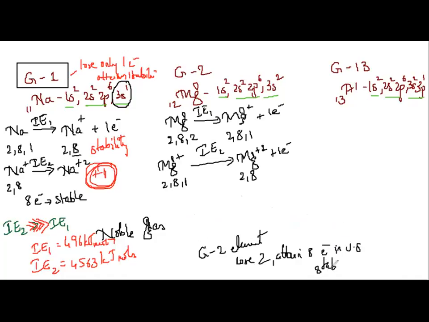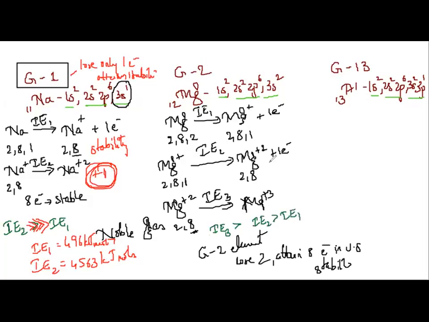That accounts for stability. So if I want to remove one more electron from the Mg plus 2 ion, which has attained octet configuration, is it easy? Is it possible? It is not possible. Or if it has to be possible, you need an extremely high amount of energy. In general, we say that the third ionization energy is more than the second ionization energy, which is more than the first ionization energy.